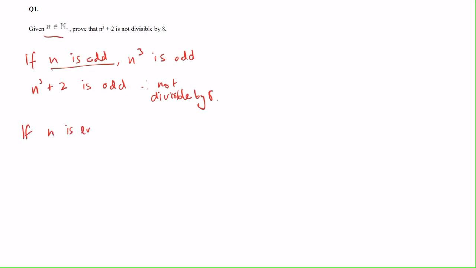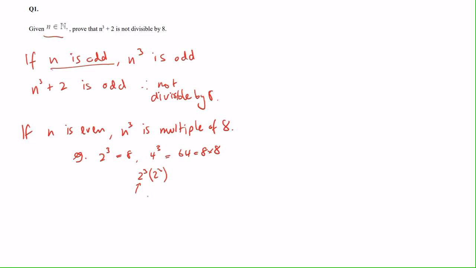So if n is even, I know that n cubed is a multiple of 8. Now I know this because, let's take, for example, 2 cubed is 8, and therefore any other even number to the power of 3 is also a multiple of 8, because I could basically take out 2 cubed from that, and I'll also always have a multiple of 8.